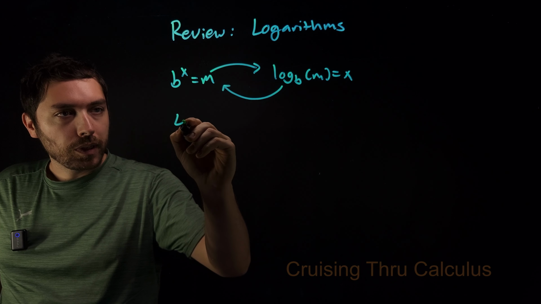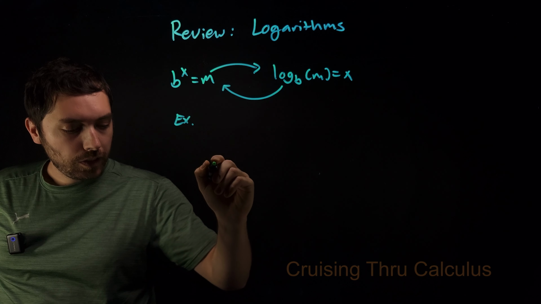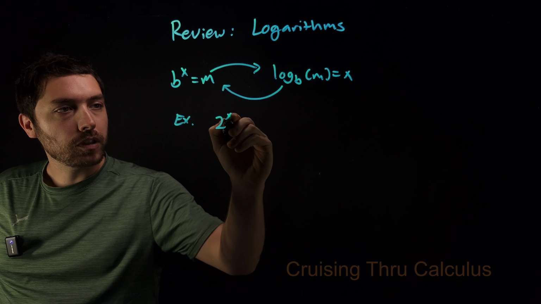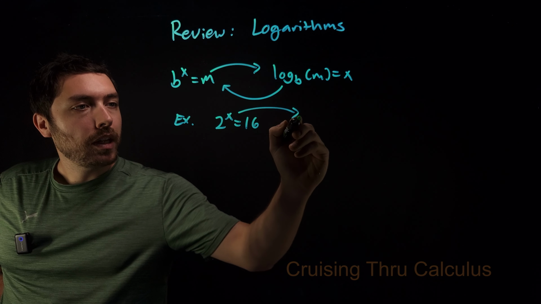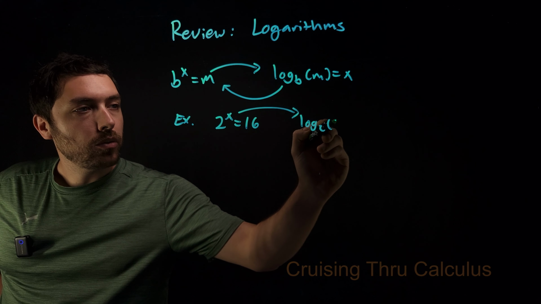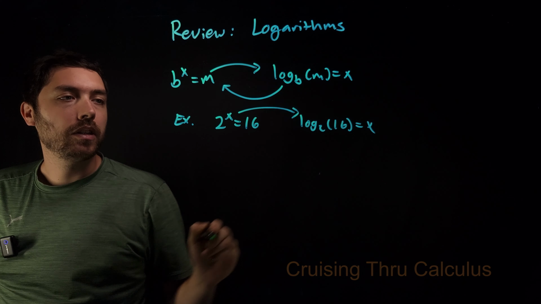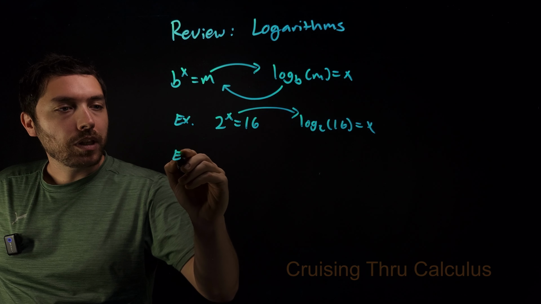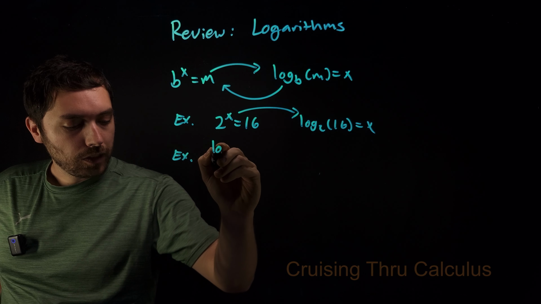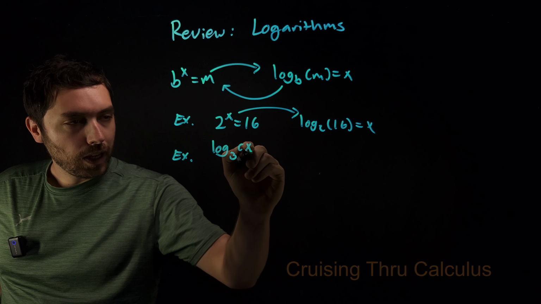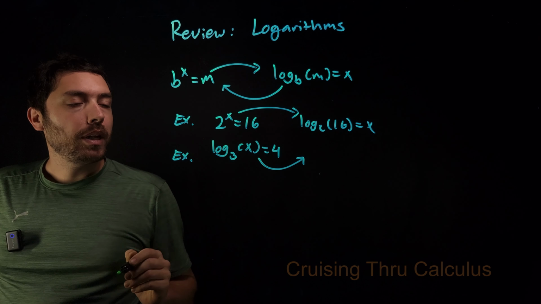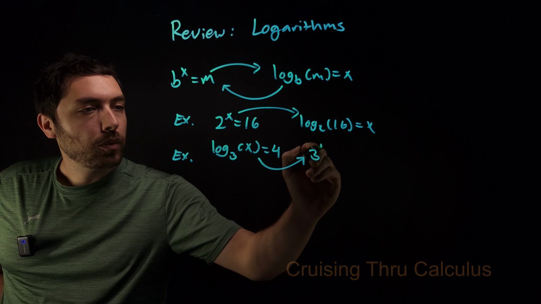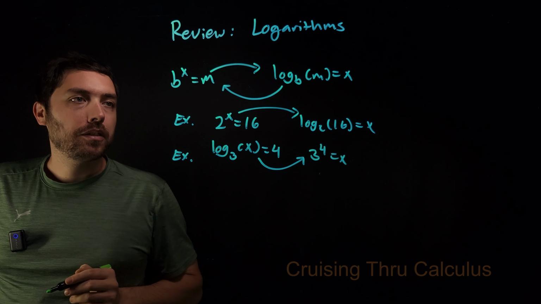So let's go over a quick example of each of these. Let's say we have 2 to the x equals 16, and I want to convert that into a logarithm. Well, when I convert it, that's going to turn into the log base 2 of 16 is equal to x. Let's say that I start with a logarithm instead, like let's say the log base 3 of x is equal to 4. Well, if I convert that back into an exponential, that's going to be 3 to the power of 4 is equal to x.